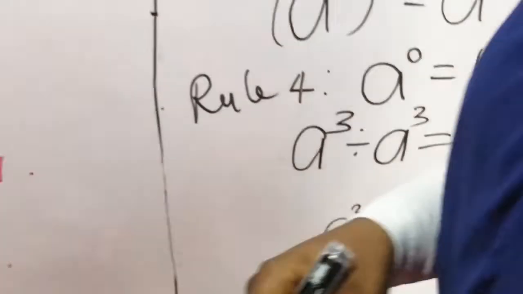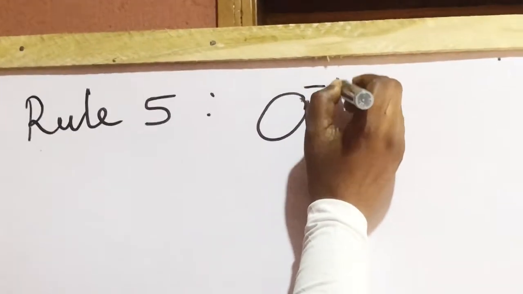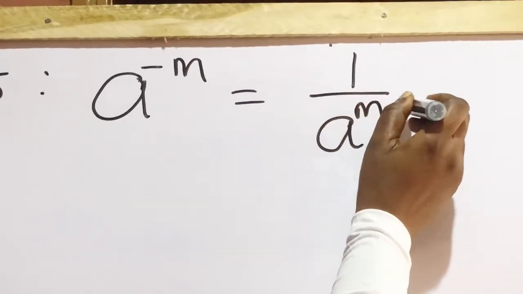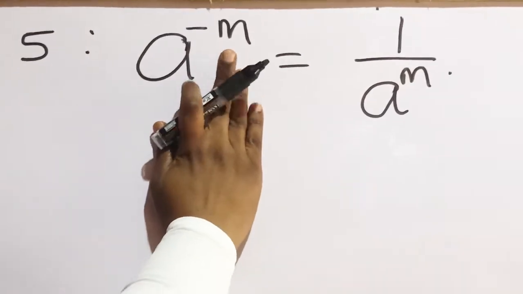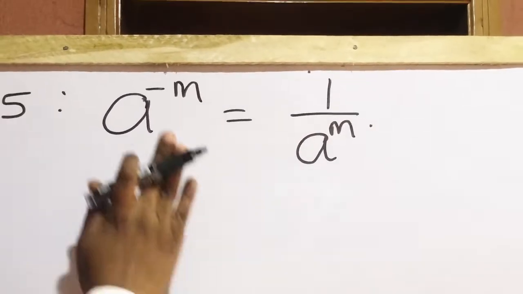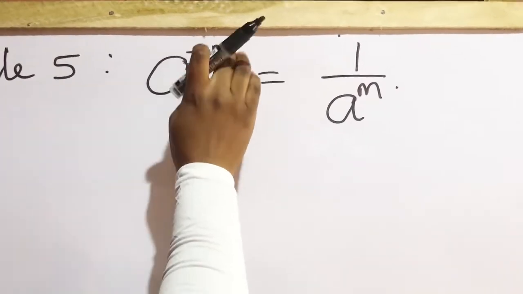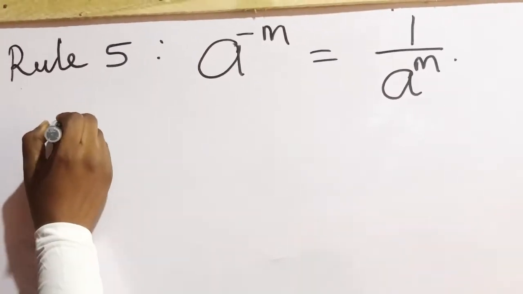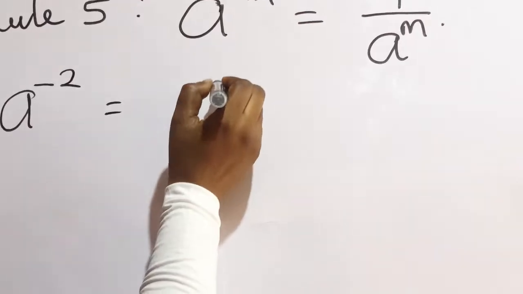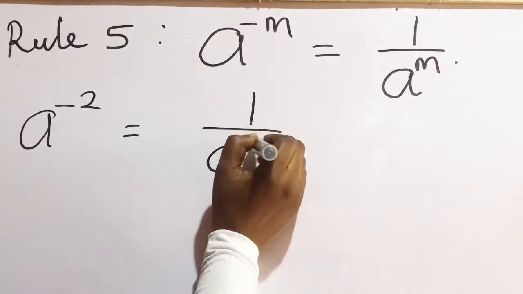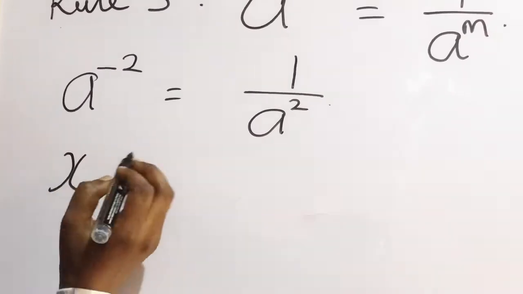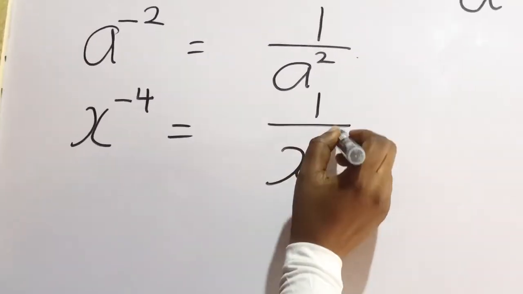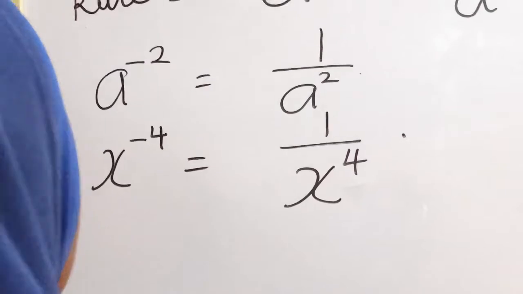Rule 5. A raised to the power of minus m will be equal to 1 over a raised to the power of m. That is, the negative of power will be the reciprocal of the base raised to the power of that power. So for example, a raised to the power of minus 2 will be equal to 1 over a raised to the power 2. x raised to the power of minus 4 will be equal to 1 over x raised to the power of 4, and so on and so forth.